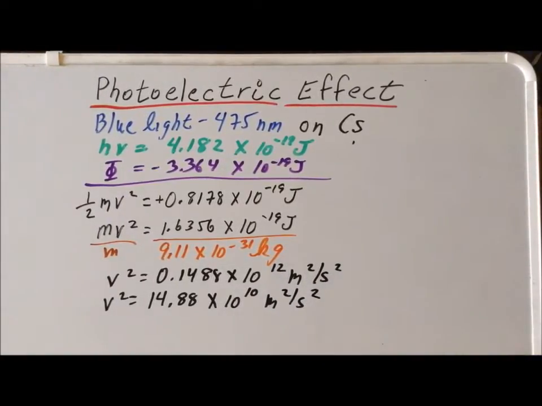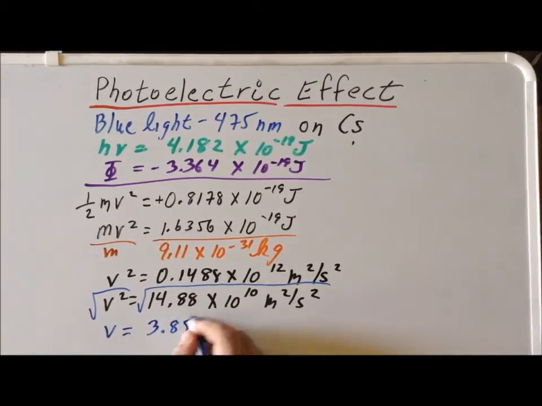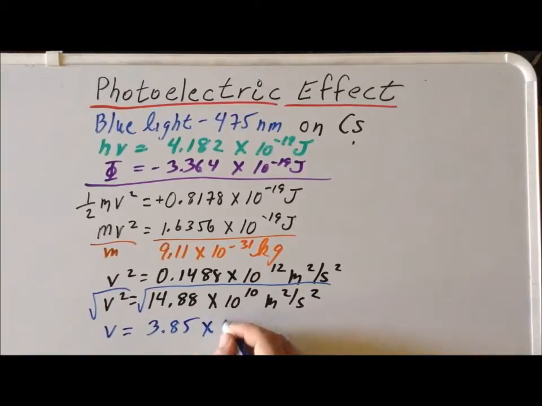And now the only thing left to do is to take the square root of each side. So we take the square root of the left-hand side and the square root of the right-hand side. We'll be left with the velocity. So this is the velocity of each ejected electron. And we determine that's going to be 3.85 times 10 to the 5th meters per second.